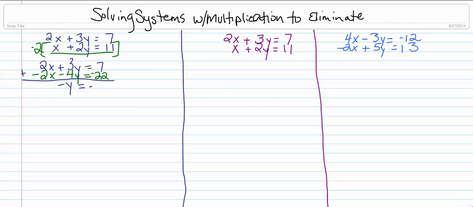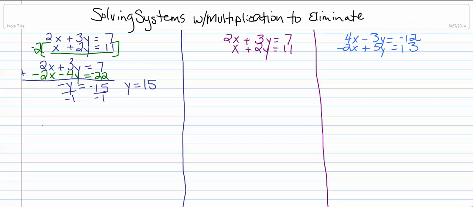I don't want to know what negative y is, though. I want to know what positive y is. So to undo the negative, I'm going to divide both sides by a negative 1. That's going to turn negative y into positive y, and negative 15 into positive 15. So for this system, right now I know that the y value has to be 15. I want to find the x value that goes with it.